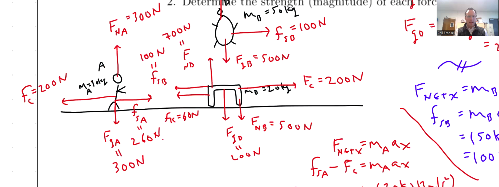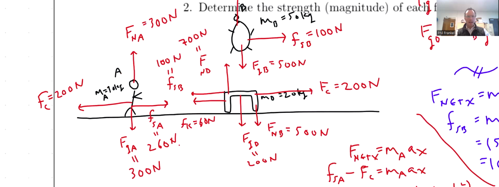So Alice has a 30 kilogram mass. She's accelerating forward at 2 meters per second squared. 30 times 2 is 60. There must be a 60 Newton net force on Alice to the right. And there is. That 60 Newton net force on Alice is this 260 Newton force minus this 200 Newton force. That gives me the 60 Newton net force to the right that accounts for Alice's acceleration.